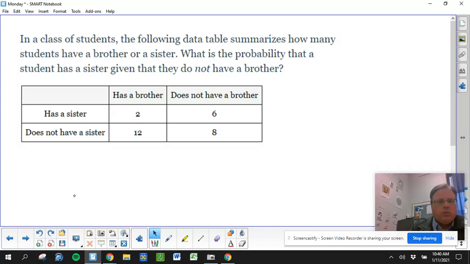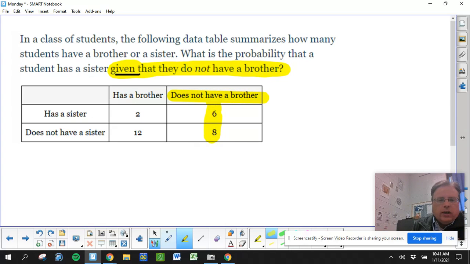So in this problem, I have a group of people who have sisters and brothers, or maybe don't have sisters and brothers. It says in a class of students, the following data table summarizes how many students have a brother or a sister. What is the probability that a student has a sister? And here's the important part, given that they do not have a brother. So I'm not asking the whole class. I'm only asking those, and I'm going to use some highlights here to help. I'm only asking those people who do not have a brother. So look, and here's do not have a brother.